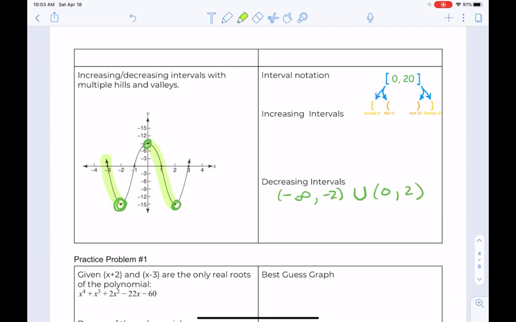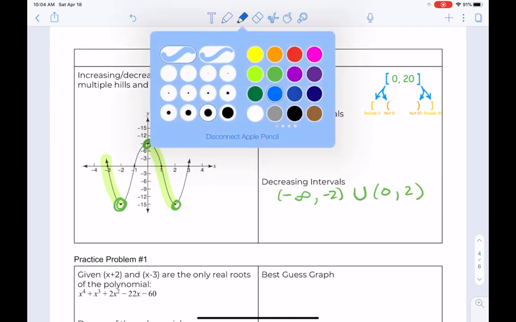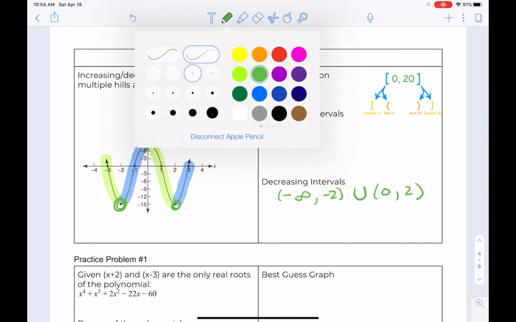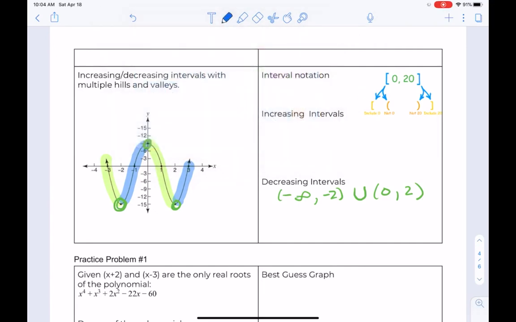All right, let's talk about increasing then. So for increasing, we're increasing here and here. We have 2 different increasing intervals. So we're going to say from those values, from negative 2, again, not included because we're sitting still there, to 0, we're increasing. And this is a union. We are also increasing from positive 2 to positive infinity.